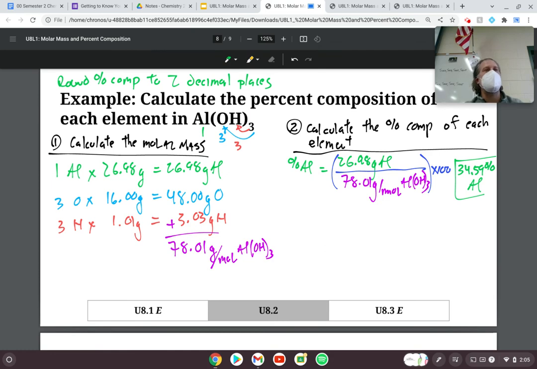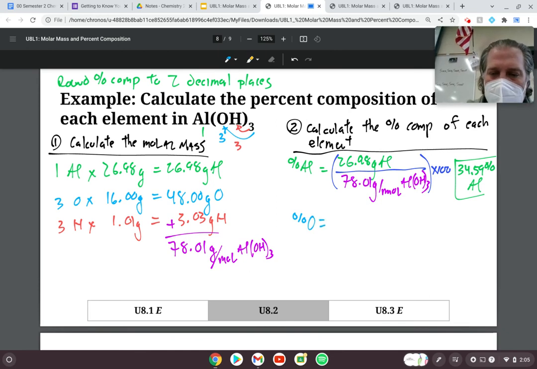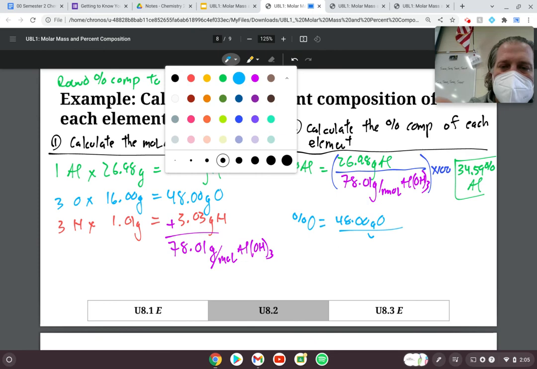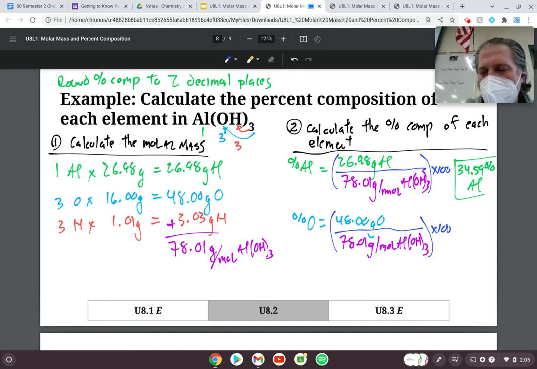So we'll do the same thing for oxygen and hydrogen, right? So the percent of oxygen would be 48 grams of oxygen over 78.01 grams per mole of Al(OH)3, whole thing times 100. 48 divided by 78.01 gets you something like 61.53%.